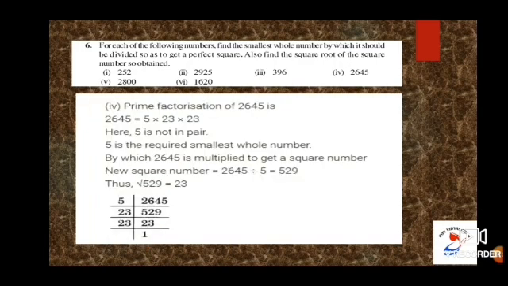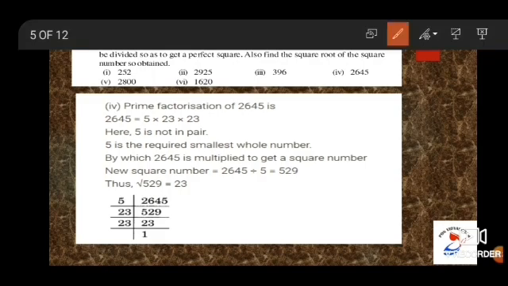The question is 2645. Let us write down the prime factors. If you divide 2645 by 5, the result is 529, and 529 is the square of 23. So, on dividing 529 by 23, the result is 23. Again 23 by 23, the result is 1.